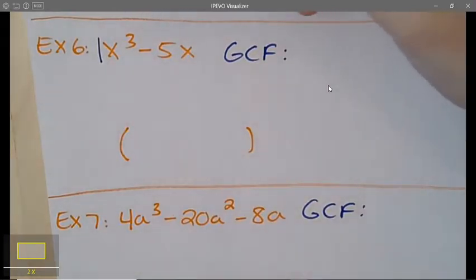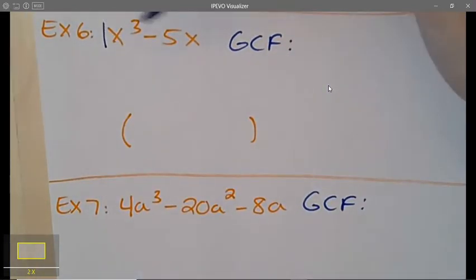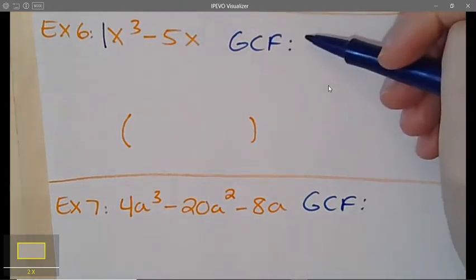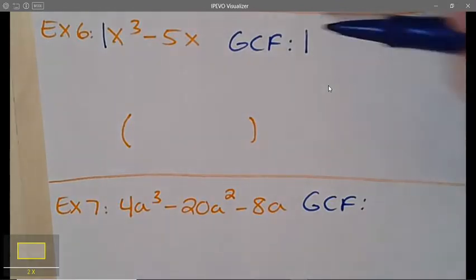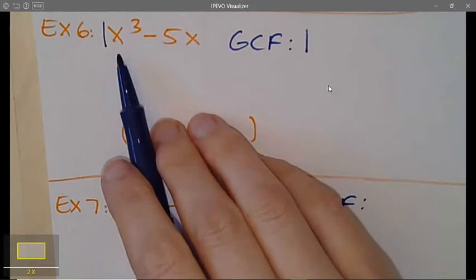Okay, so what is the largest number that will divide into 1 and -5? Well, that would just be a 1. 1 is the largest number. So I'm going to write 1. Technically, you don't have to list 1, but you can list 1 if it helps. Okay? And then I'm going to look at each of my variables.